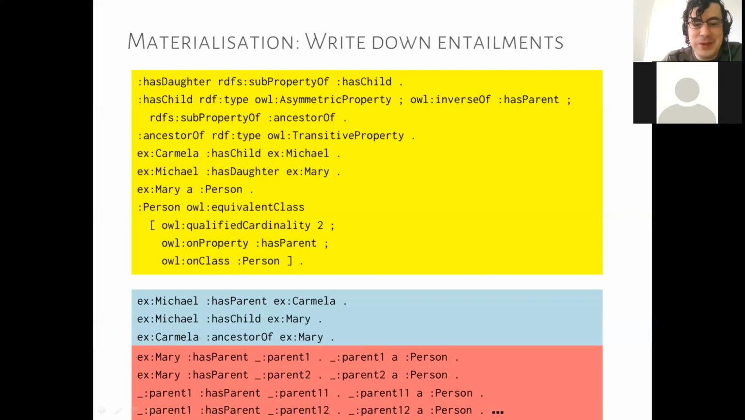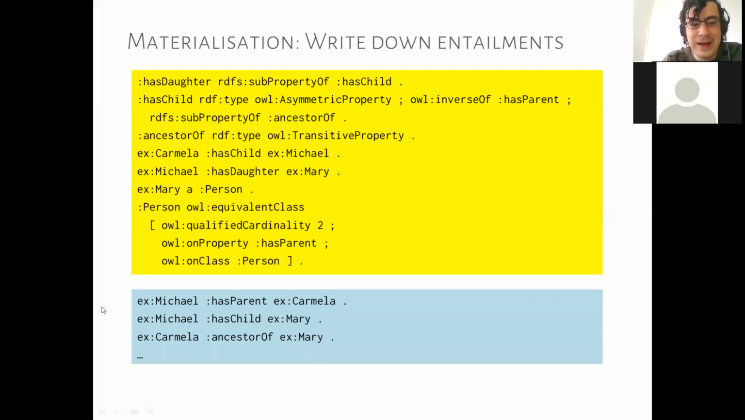So yeah, what's the point here? We can't always write down everything that is true because it can be infinite. The entailments can be infinite, right? So, okay, but still we can consider some notion of maybe partial materialization.